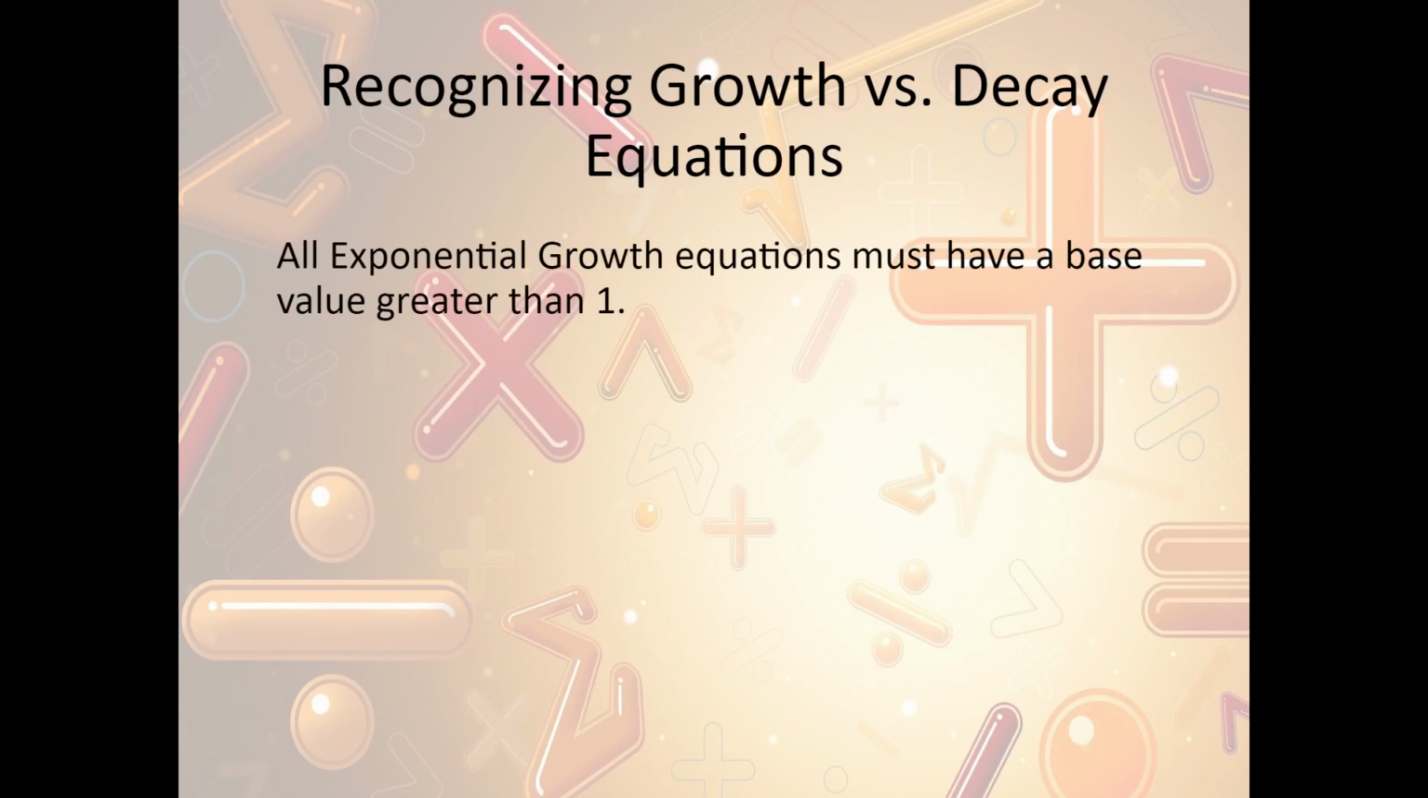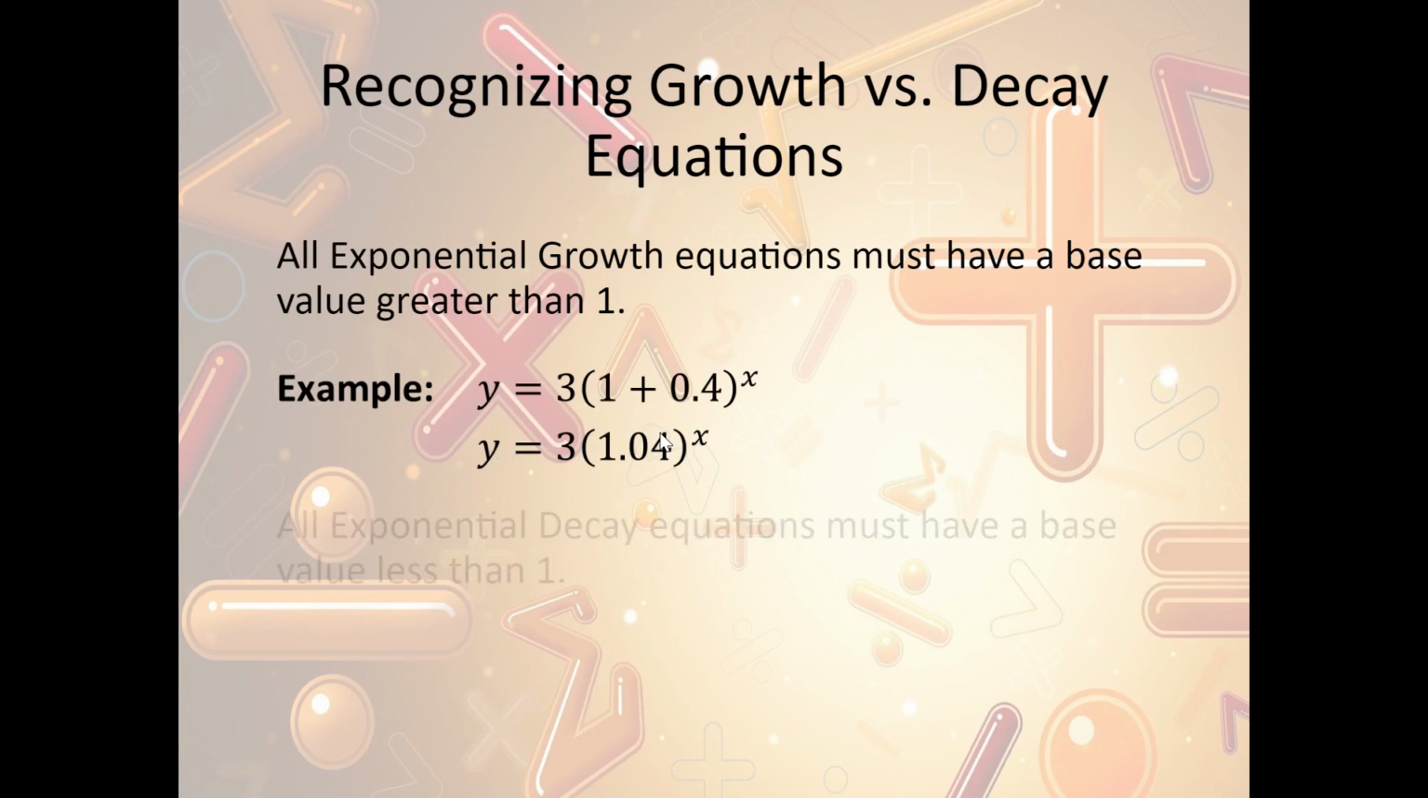How do we recognize it from equations? Well, exponential growth equations always have a base value greater than 1. So, it could look like this: y equals 3 times (1 plus 0.4) to the x. So obviously that's greater than 1 when we add those together. Or it could be something like this, where they already added it together for you, where it's y equals 3 times 1.04 to the x, which obviously is a number greater than 1.